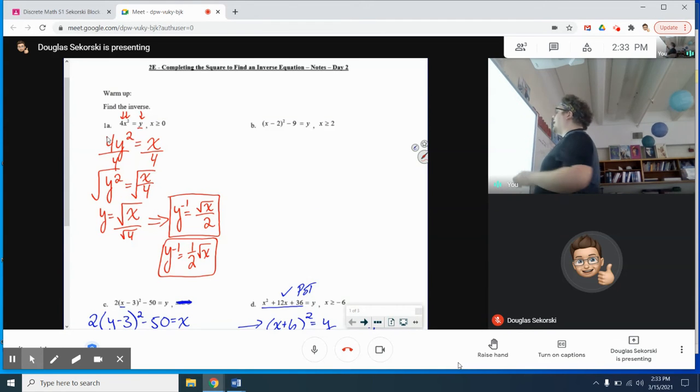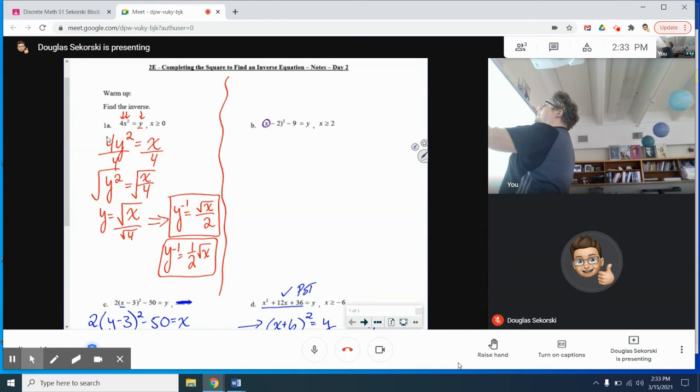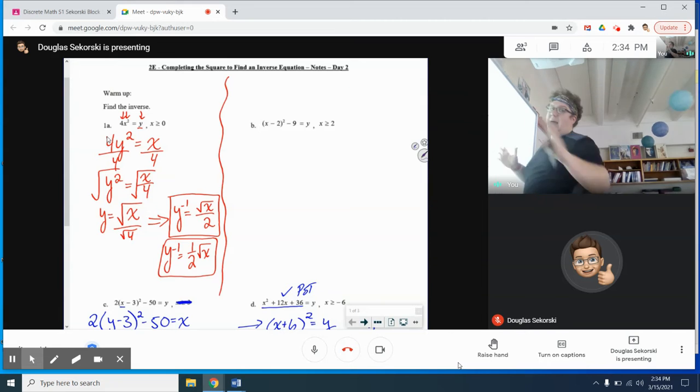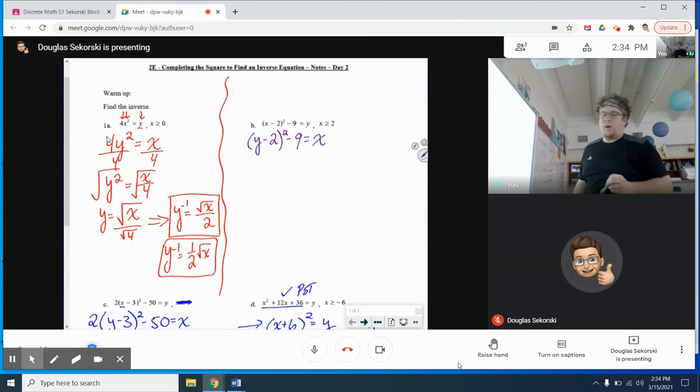And over here in problem B, the same sort of thing happens where we have one x and we have one y. And that's it, right? That's going to become important in just a minute. But for right now, I just want you to observe the fact that that's all we have. And for that reason, we can swap our variables and we can solve for y.